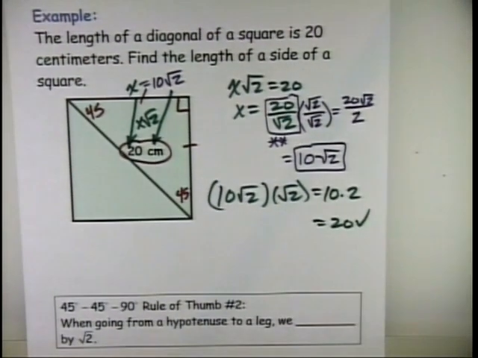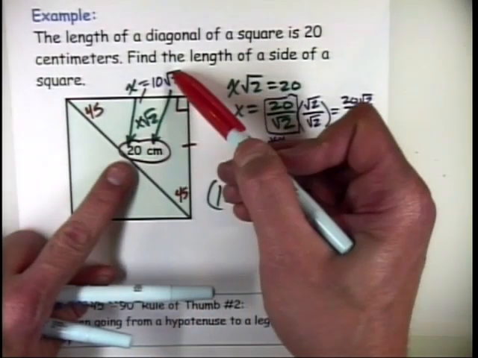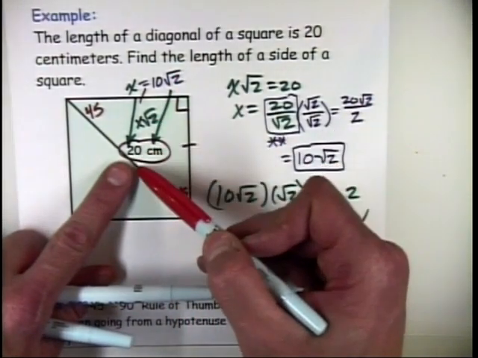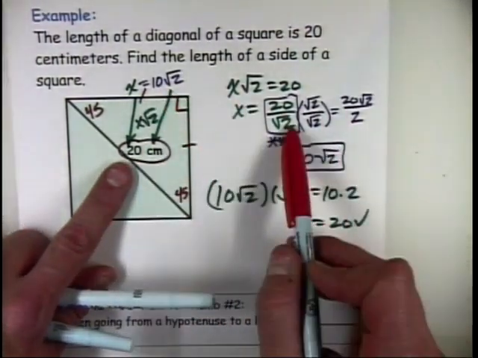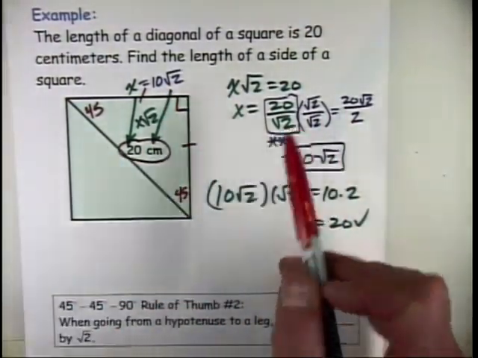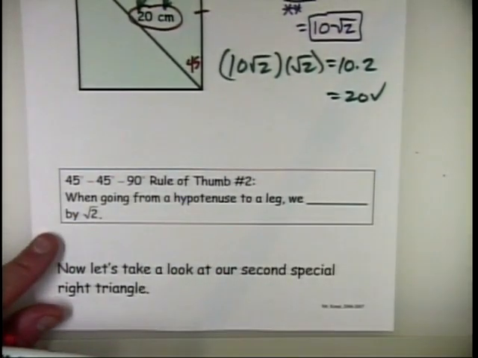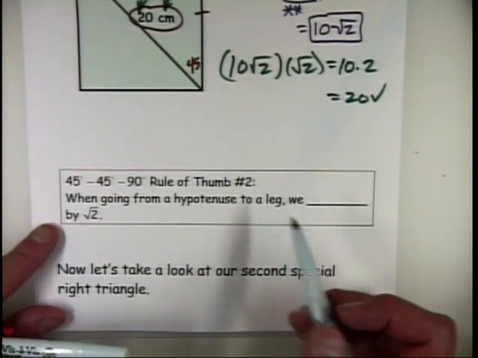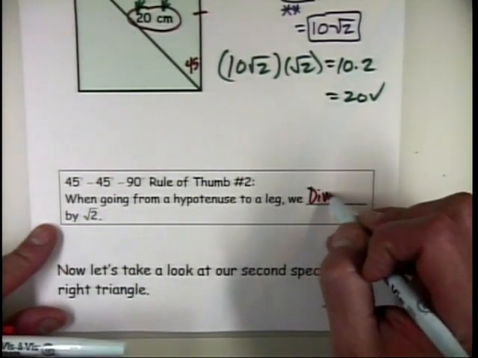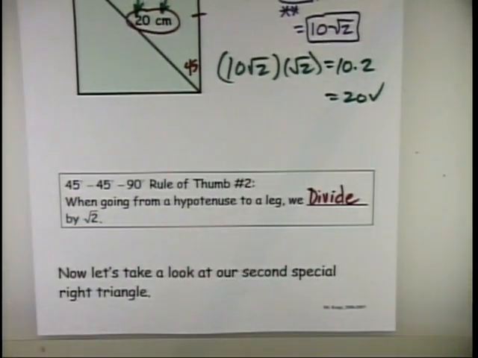Okay, so what did we essentially do? I took the 20, and instead of multiplying by the square root of 2 to get to the hypotenuse, I went from the hypotenuse to a shorter leg. I essentially divided by the square root of 2. So you can use the theorem in reverse. So here's your other rule of thumb. In a 45, 45, 90 triangle, when you're going from a hypotenuse, the long part, to the leg, the shorter part, we are going to divide, do the inverse operation, by the square root of 2.